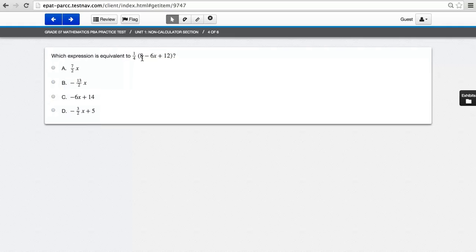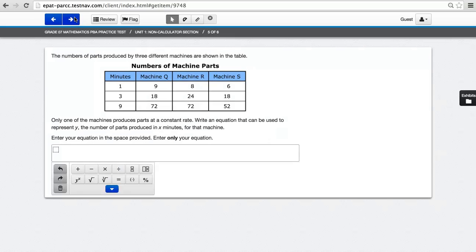Keep in mind you can put 8 over 1, negative 6x over 1, and 12 over 1 to make the math simpler. When you finish your distribution, you should be combining like terms, and your answer choice should be answer choice D. When you finish clicking that, click next.